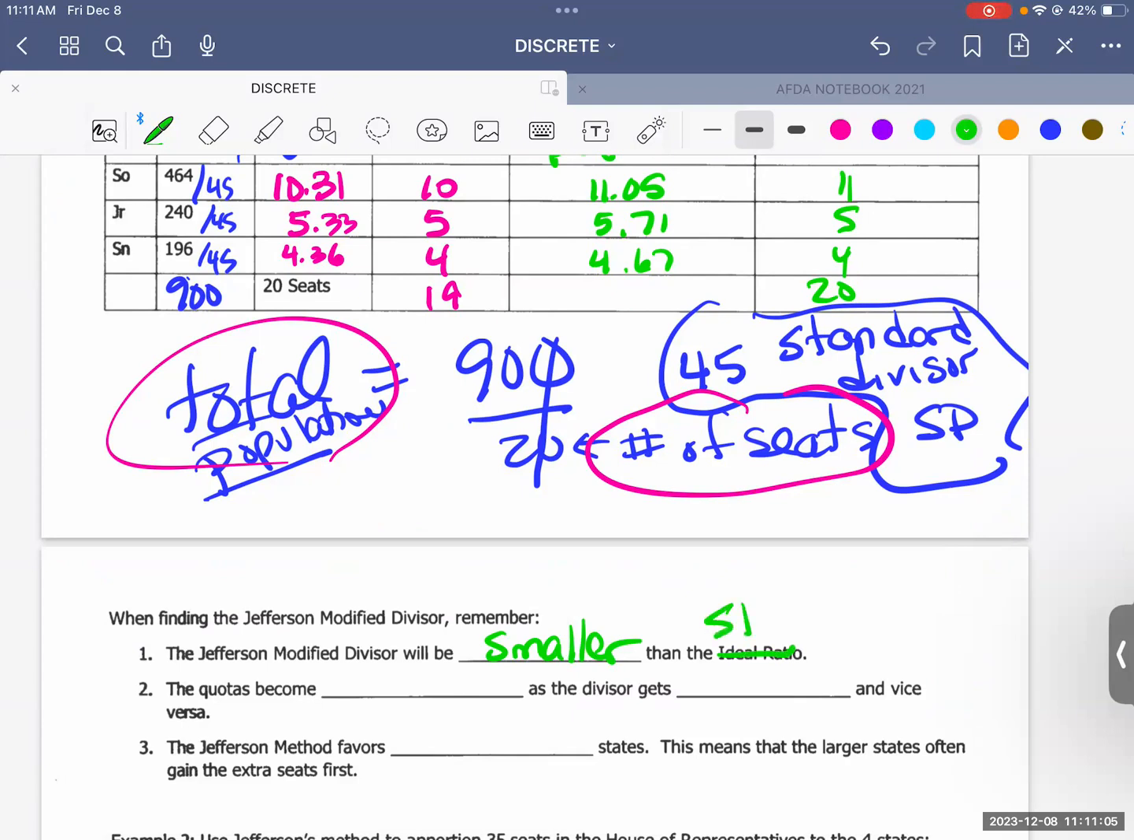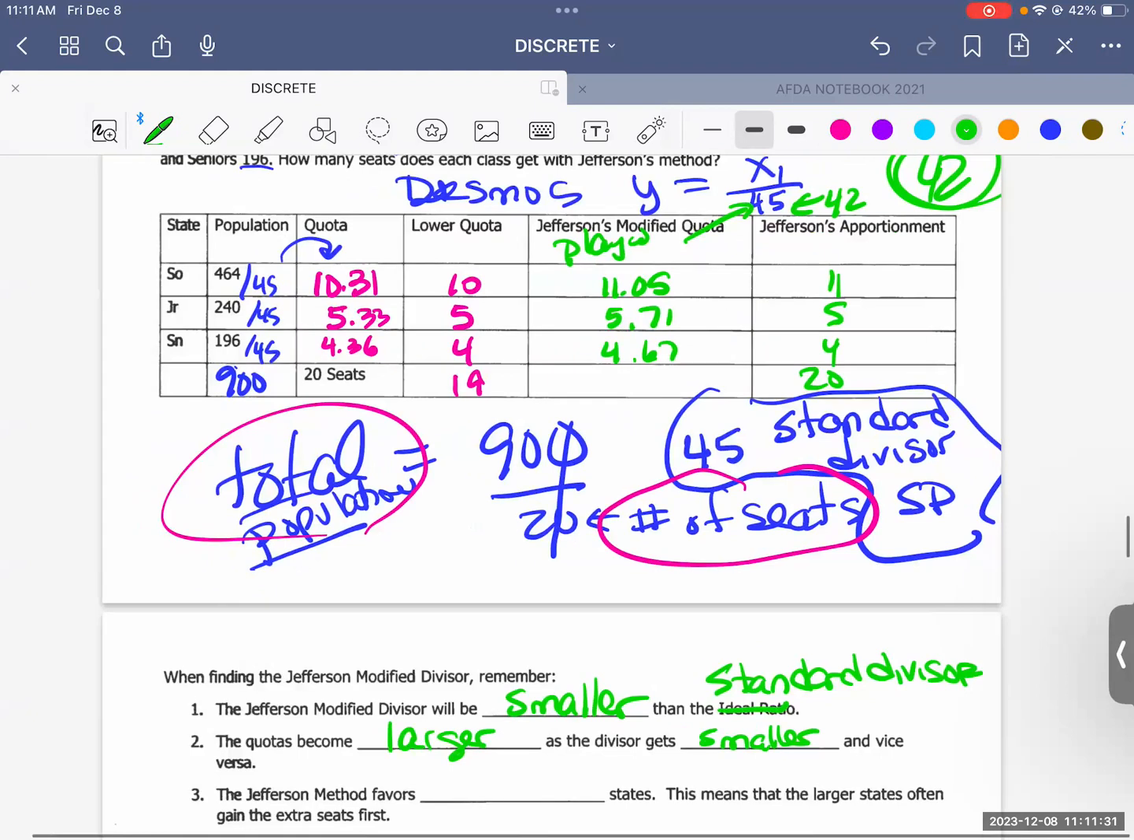Then the standard divisor. I'm going to write standard divisor so you aren't messing up all the time. I don't want you to get confused with all the terminology, the vocabulary. The quotas become larger as the divisor gets smaller and vice versa. So when you're playing with the quotas, as this 42 gets a bit smaller, these quota numbers get bigger. See, that went from 10.31 to 11.05, but we have to make it so it jumps up to the next number, instead of just the next decimal.